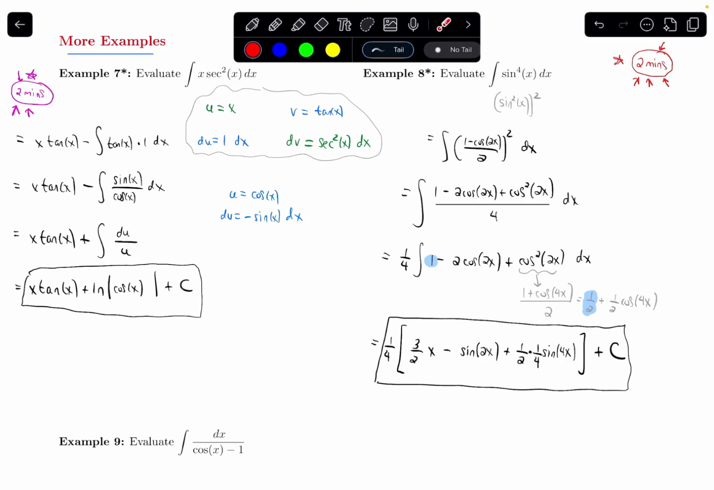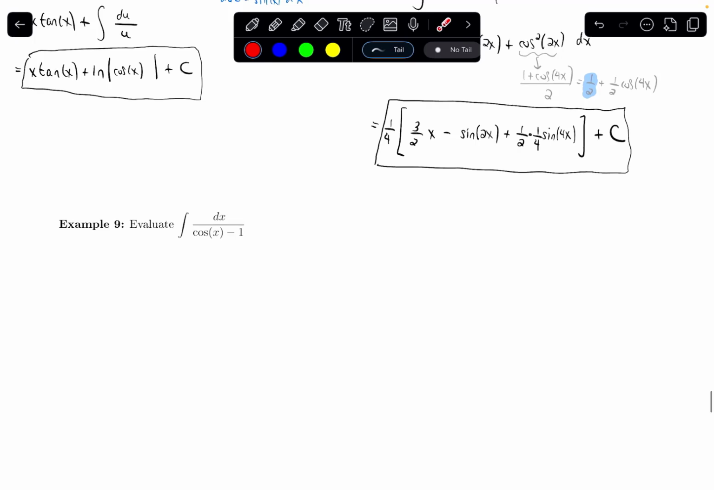Okay, so let's end this video with one final example. And this one's going to be a different flavor of example because it turns out it's going to involve a method that we haven't really seen in the context of trig functions, although we have seen it before in calculus. So I got this integral of dx over cosine of x minus 1.